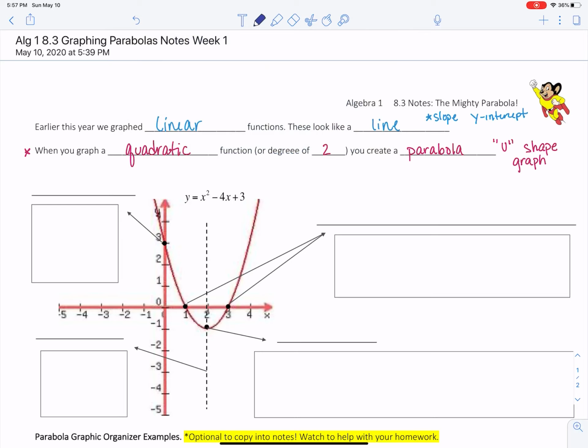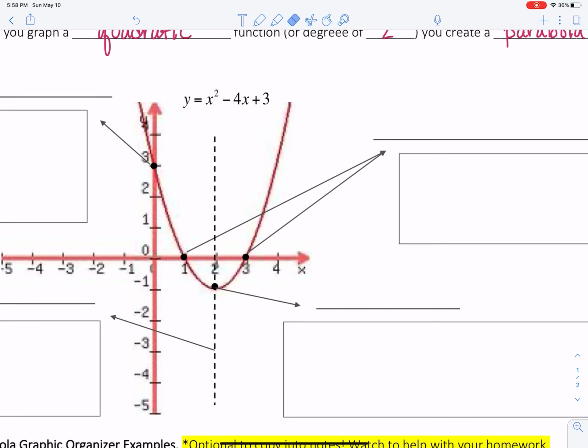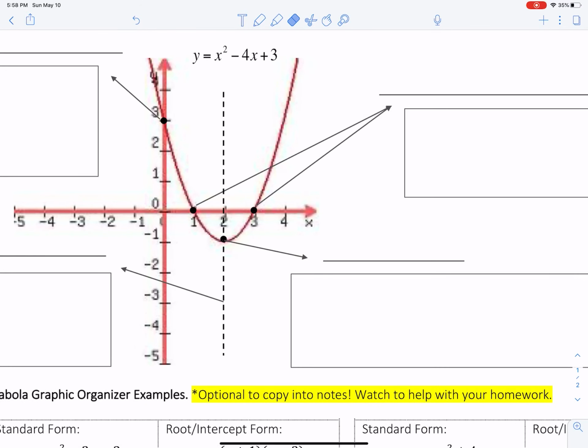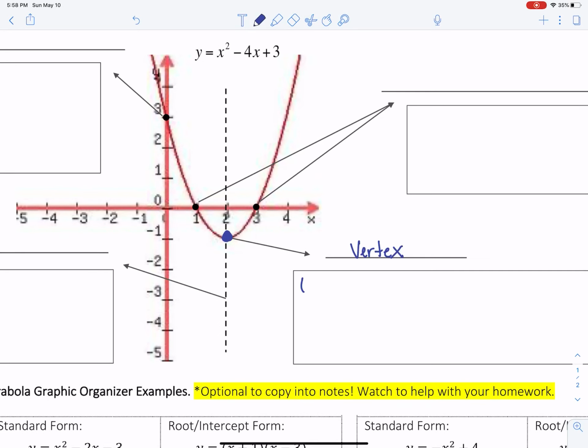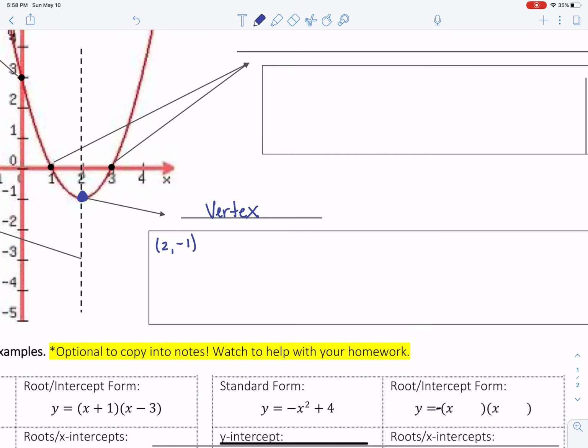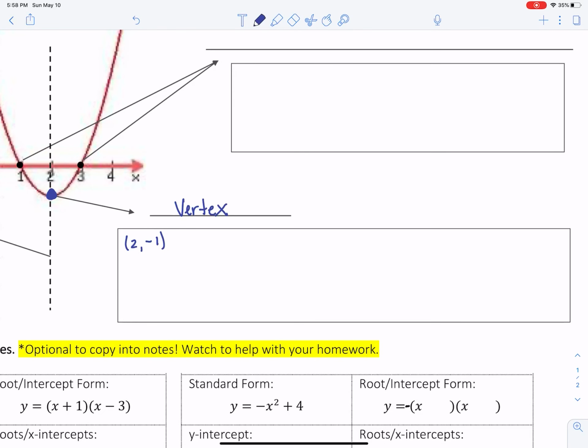So I'm going to switch to a different color here. And there's lots of different vocabulary included with a parabola. Here's one graphed for you, and it says y equals x squared minus 4x plus 3. So one of the first things that we like to talk about is what's called our vertex. So this point down here is our vertex. I'm going to go ahead and label it with this blue color. Now for this example, it happens to be the point (2, -1). However, your vertex might be a different point if it's a different parabola. So let's go ahead and define it.